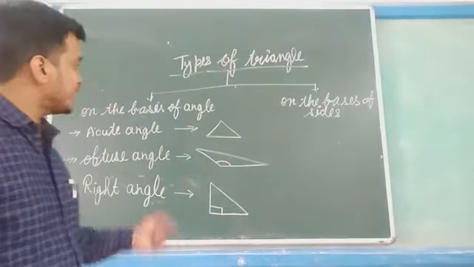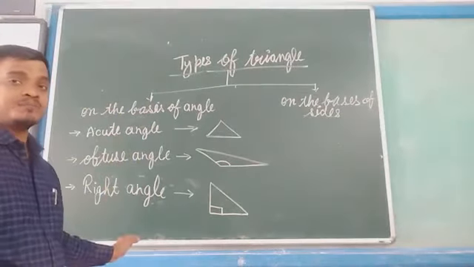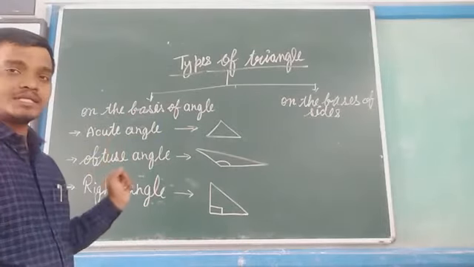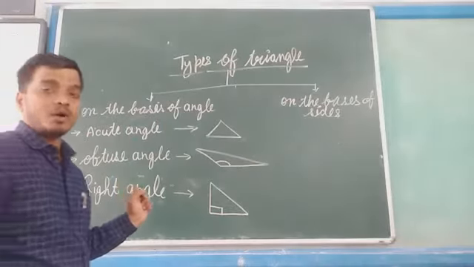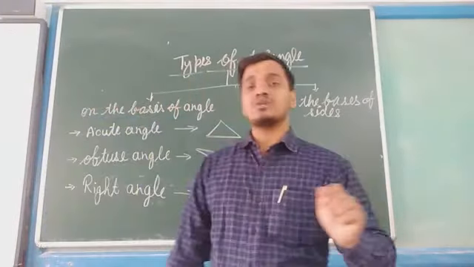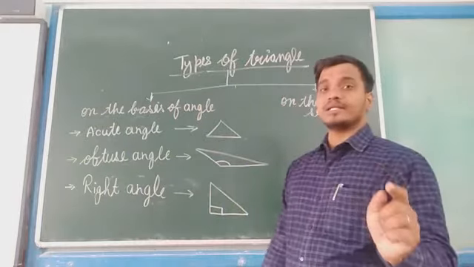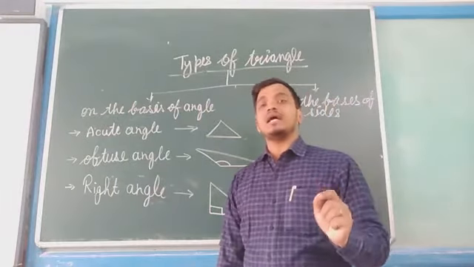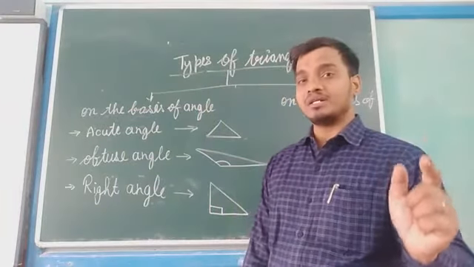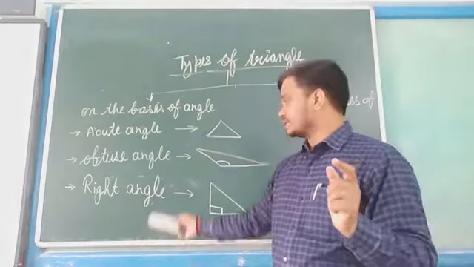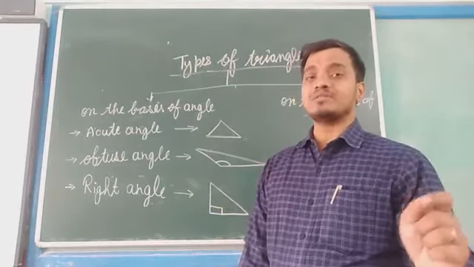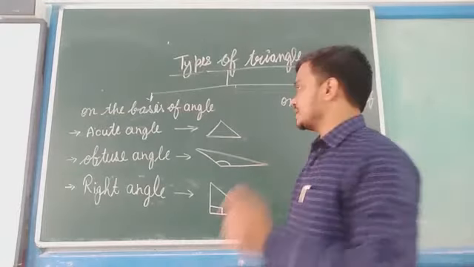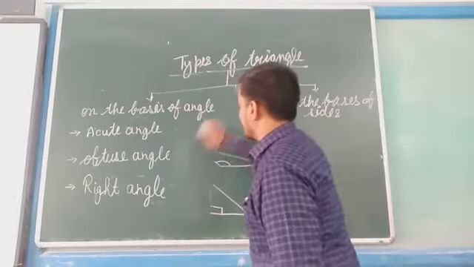So these three types of triangles are there on the basis of angle. First is the acute angle triangle, where all three angles of the triangle are smaller than 90 degrees. Obtuse angle triangle, any one angle is more than 90 but smaller than 180. And the third one is the right angle triangle, meaning any one angle will be equal to 90 degrees, and it is known as the right angle triangle.